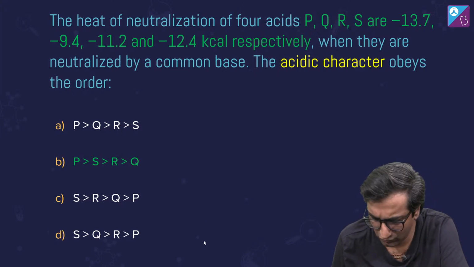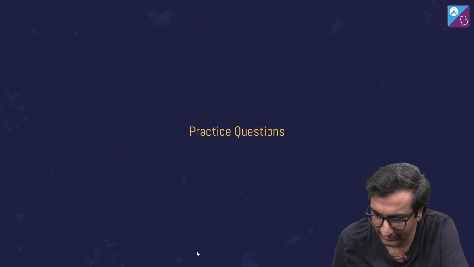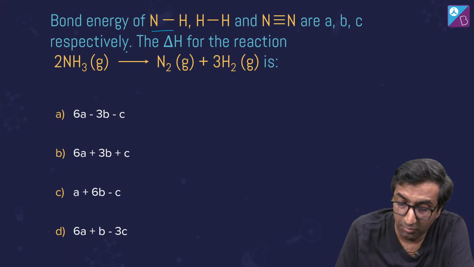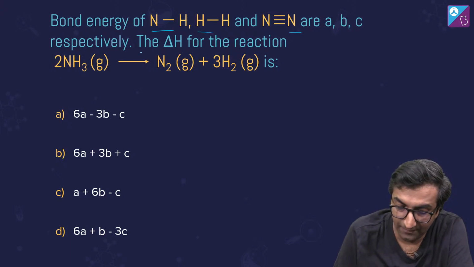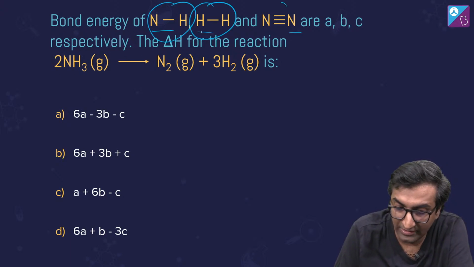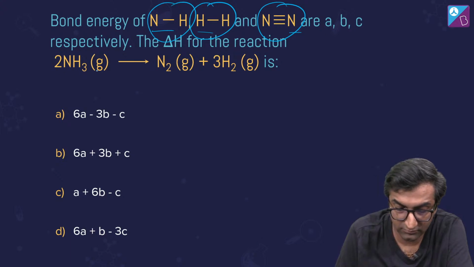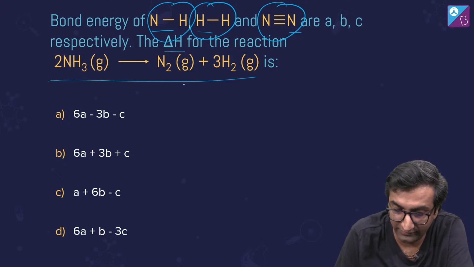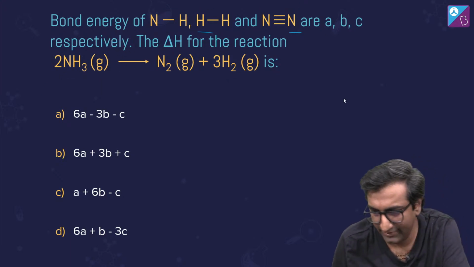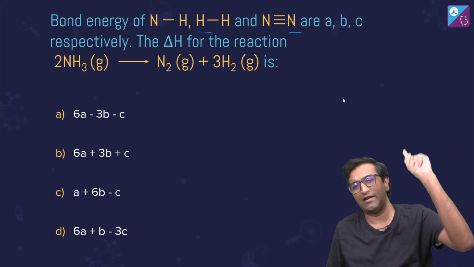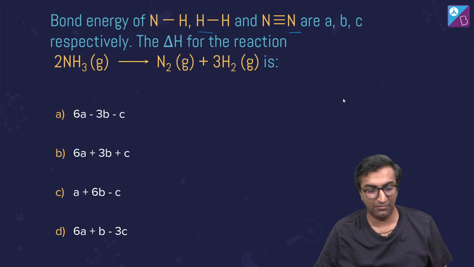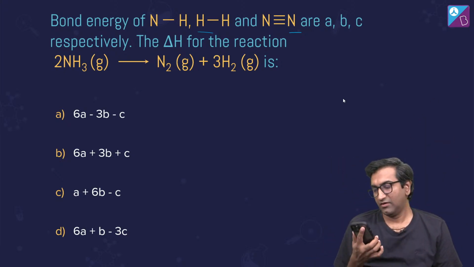Nice. Let's do 1 or 2 practice questions. एक दो और सवाल कर लेते हैं. Bond energy 3 substances की दी है. NH bond, HH bond and triple bond in N2. What is delta H for this reaction? Idea बहुत straightforward है. I'll give you 1 minute to do it. Entire एक पूरा minute. People on the chat. Timer 1 minute. 1 minute counting down.